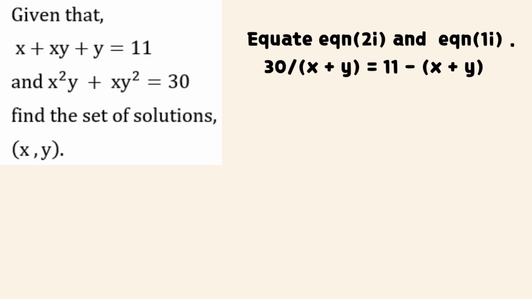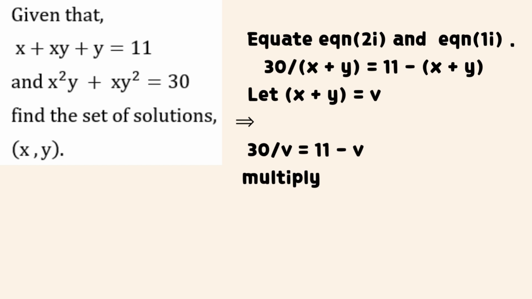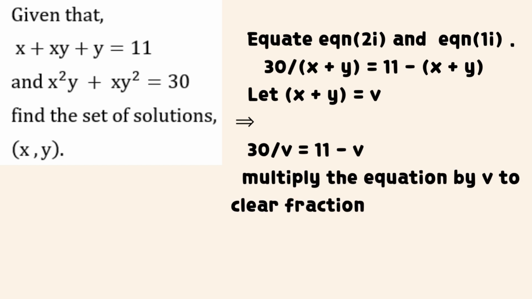Equate equation 2I and equation 1I. 30 divided by the sum of x and y equals 11 minus the sum of x and y. Let x plus y equals v. Thus, 30 divided by v equals 11 minus v. Multiply the equation by v to clear the fraction and we have 30 equals 11 times v minus the square of v.